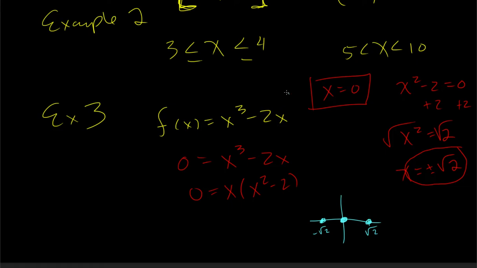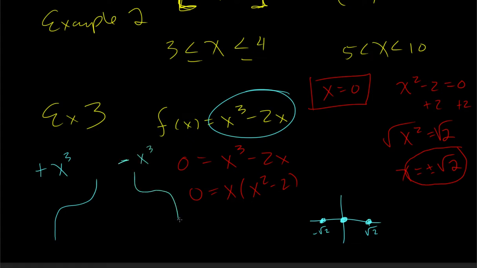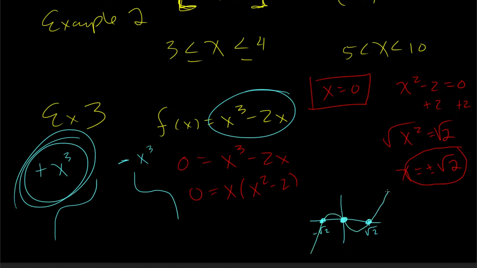Now if we look at the original function, it's a third degree function, third degree polynomial, and if it's positive, like out here, so if we have a positive number and then x cubed, it's going to look like this. If we have a negative number and it's x cubed, it's going to look like this. So since we have this situation, we're just going to sketch it, and we see that it's going to look something like that. And that's our sketch for that one.